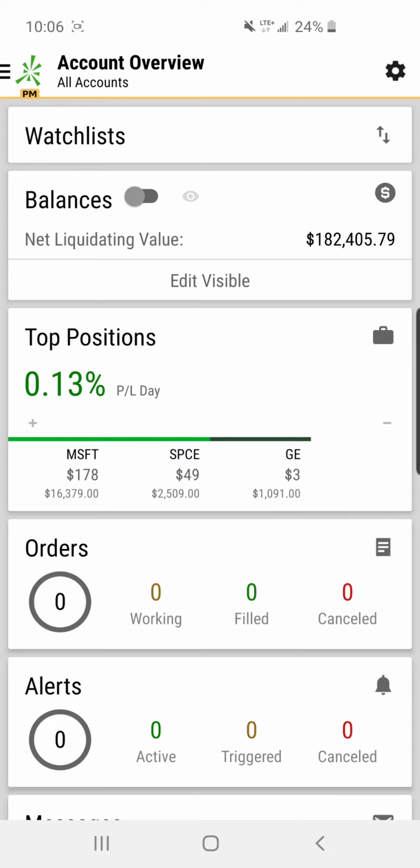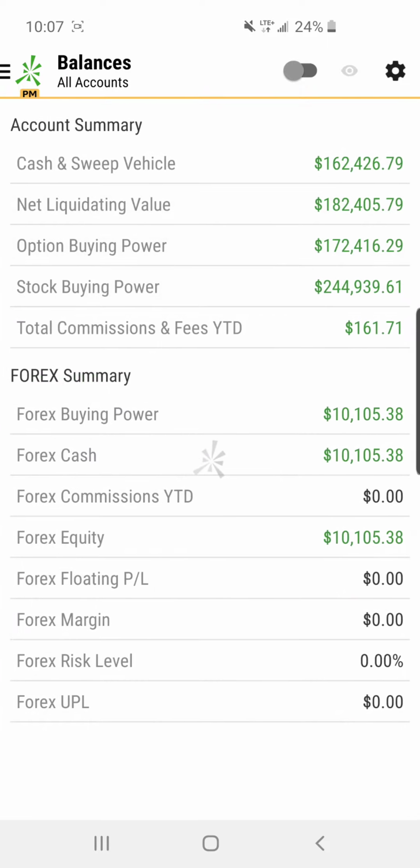Okay, so right now I just want to talk about this balances box, and how you can use it to make sure you're within the rules of the competition. If you look up here, you'll see that we're looking at all accounts. So this is your margin account and your IRA account added together. Let's just click on the balances box.